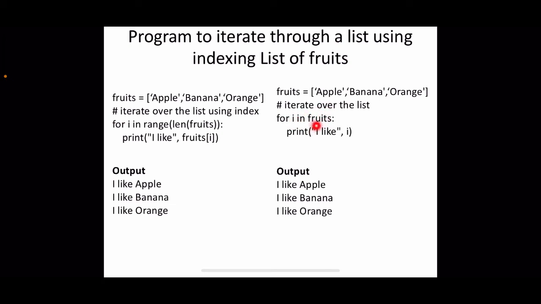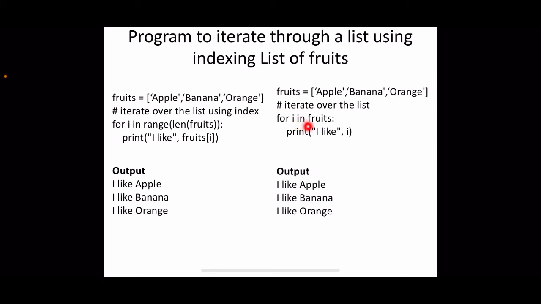And "i in fruits" means each item from the fruits will be assigned to this i variable in each iteration, right? And we are simply printing i. So the initial value for this i will be apple, the first item in this fruits list. That will be printed here, right? In the second iteration, banana will be assigned to i. In the third iteration, orange will be assigned to i.